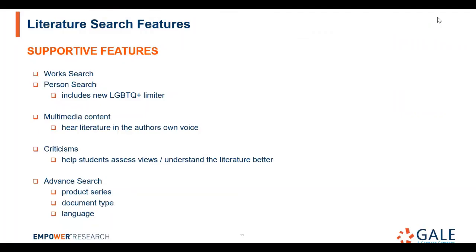We looked at the literature. I won't go back into it, but I did want to just highlight a few of the things. Work search and person search, Allison referenced and demonstrated, really, really good way for students to find individuals and content. And person search has been updated to include a new LGBTQ plus limiter. So if they are doing gender studies, or if they are looking at something very specific, they can use that limiter. And again, with the multimedia content, they can hear the content in the author's own voice. That makes a huge difference in how they interpret that content. So that is also a huge feature.